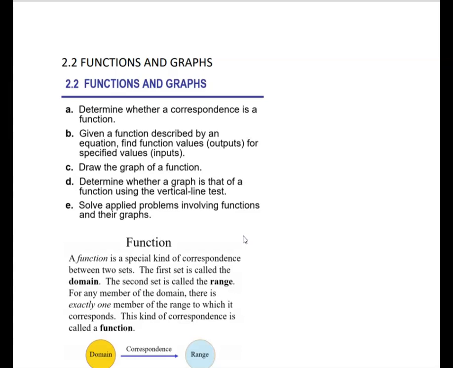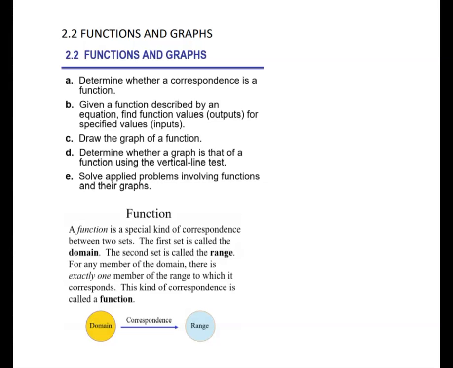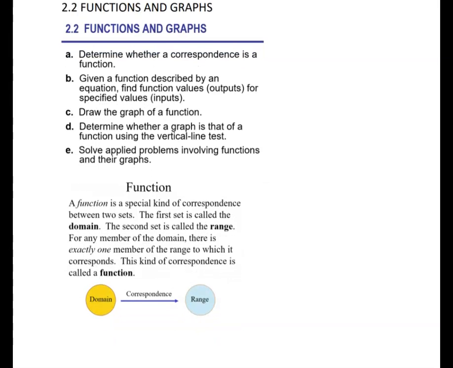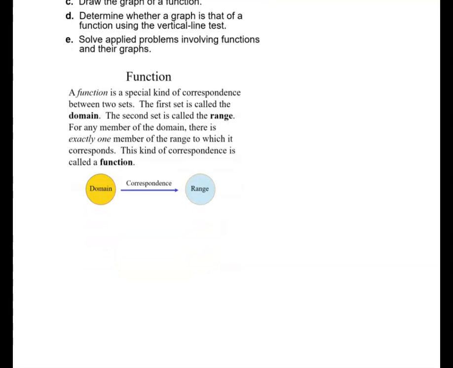Okay, so let's talk about section 2, which is functions and their graphs, and we're going to determine whether a correspondence is a function. Given a function described by an equation, we're going to find the outputs for the specified inputs. We're going to draw the graph of a function and determine whether a graph is a function using the vertical line test, and we're going to solve some applied problems involving functions.